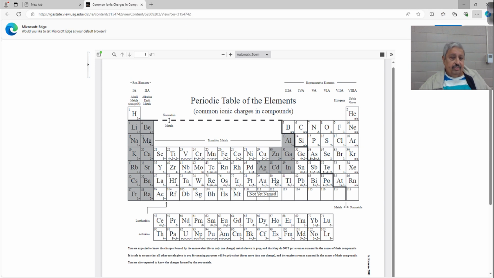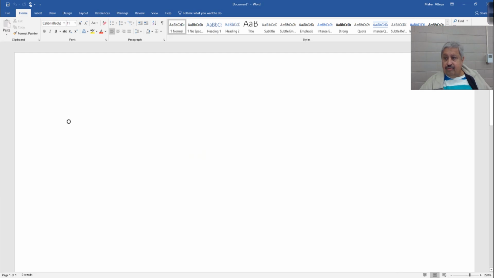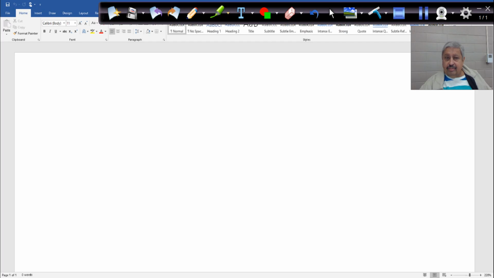So you need really this to be printed out for the next quiz. So make yourself a note that you need this. So this chart out. So let's look here. What will happen if we have an element that has multiple charges?